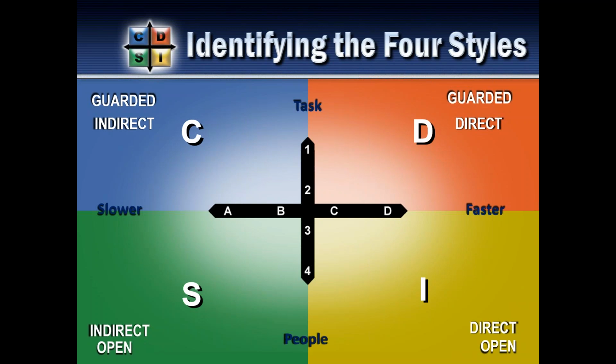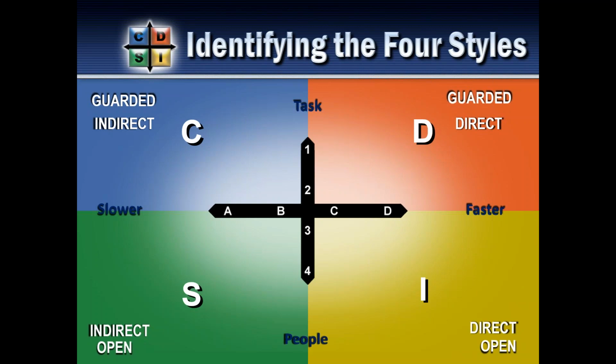But the D's tend to be a bit faster than the C's, but they definitely focus on the same task area. They're both more guarded, but one's more direct and one's less direct. Okay, so that's kind of how it plays out there. The I's and the S's are down on the people side. They're going to connect with people. They're going to notice people. They're going to be concerned about people and how that plays into getting the task done.